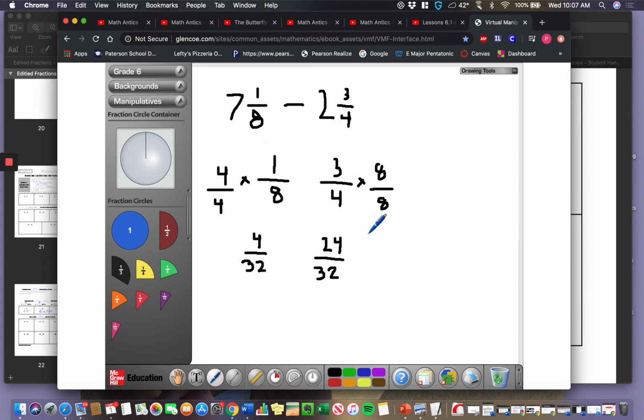So I'm going to use that stack method. I'm going to try to make this neat. So I have 7 and 4 32nds. And then I have 2 and 24 32nds.